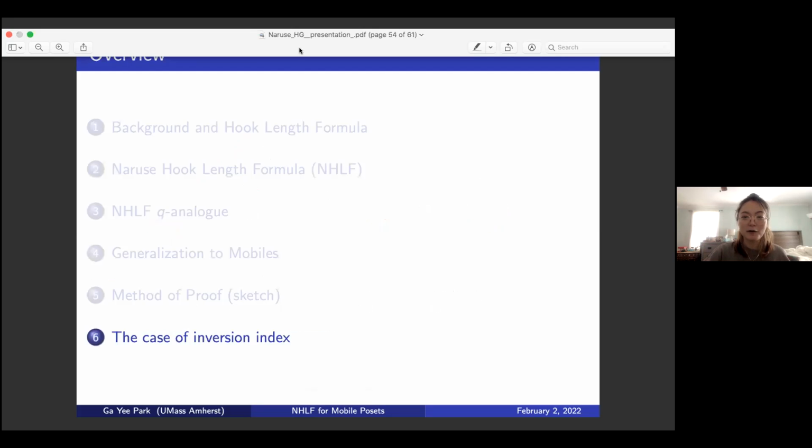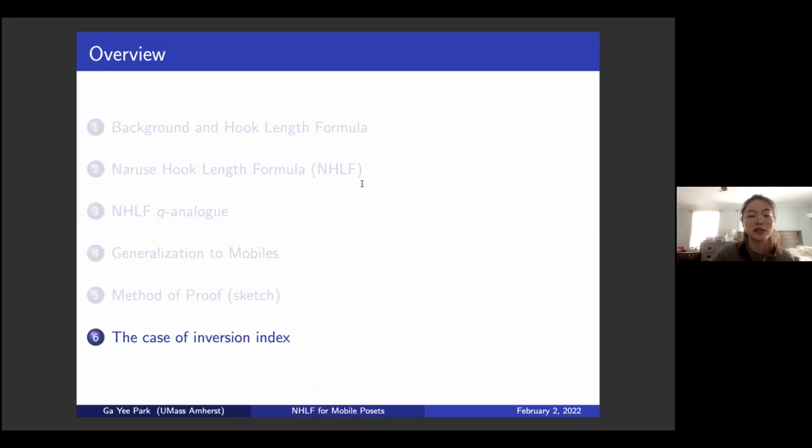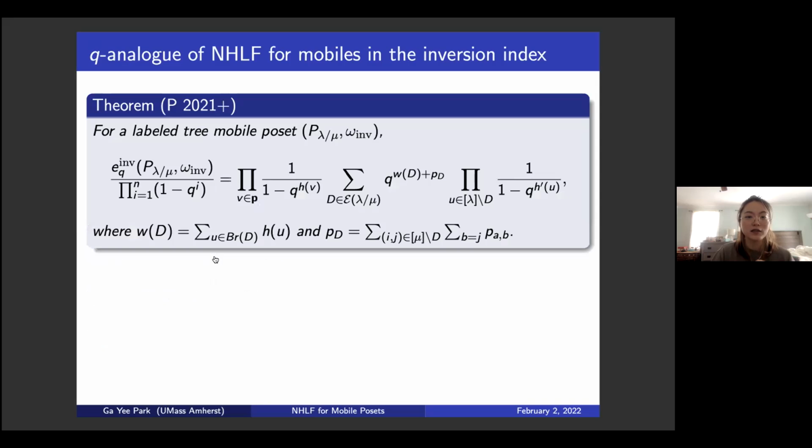All right, let me briefly talk about the case of the inversion index. All my talk heavily depended on the major index, and that turns out to be usually the more interesting one anyways. So I do have it here. Here is the formula for the inversion.